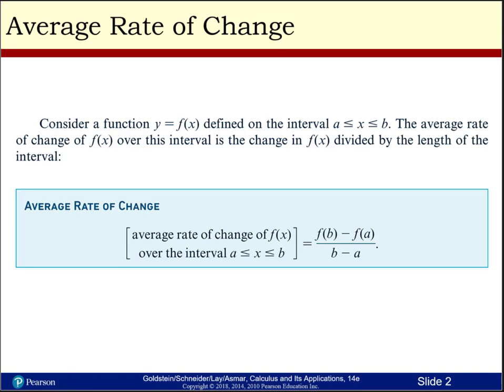Let's consider a function y equals f of x defined on the interval between a and b for my x. The average rate of change of f of x over this interval is the change in f of x divided by the length of the interval. That's just the slope. I'm going to do for the average rate of change from a to b, f of b minus f of a, which are the y values, all over b minus a.